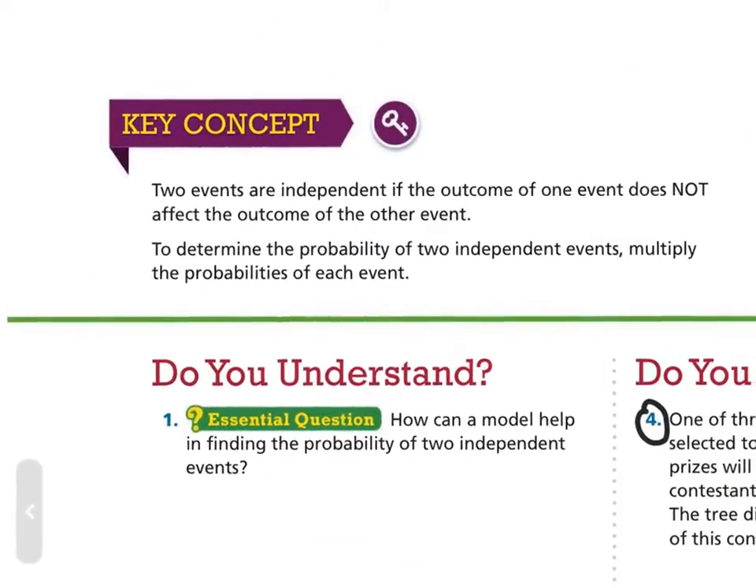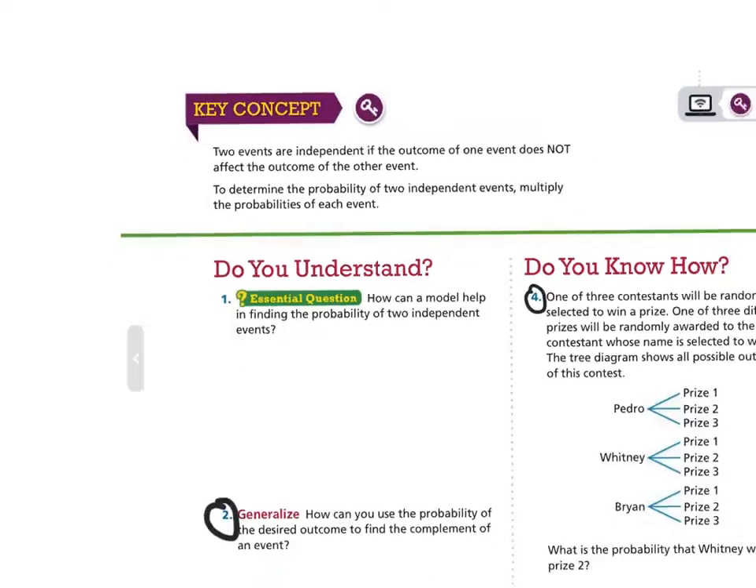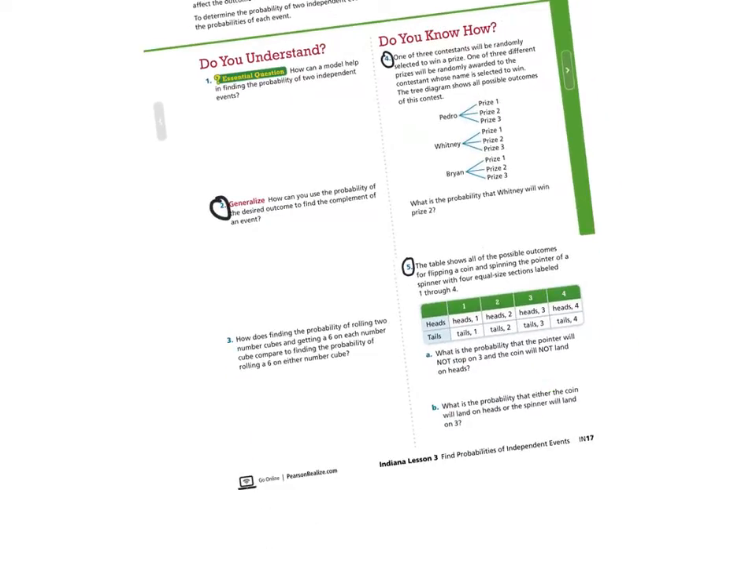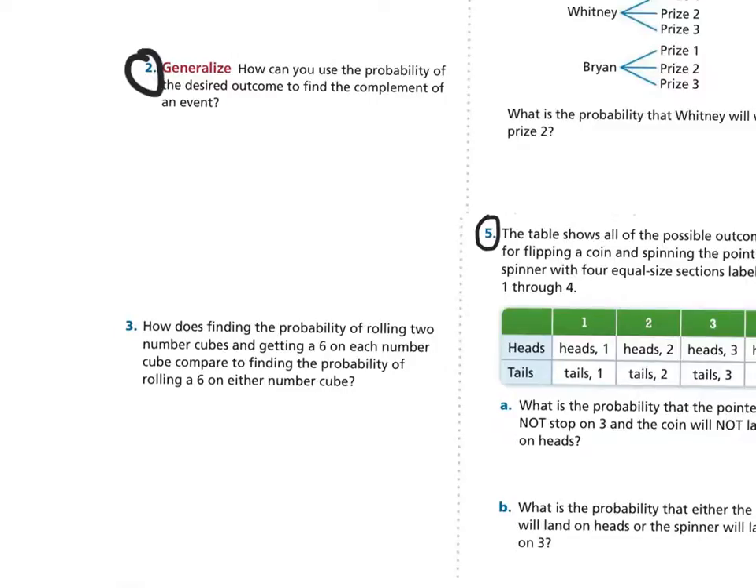So if we look at the key concept, 2 events are independent if the outcome of one event does not affect the outcome of the other event, and to determine the probability of 2 independent events, multiply the probabilities of each event. If we look at the "Do you understand?" number 2, how can you use the probability of the desired outcome to find the complement of an event?